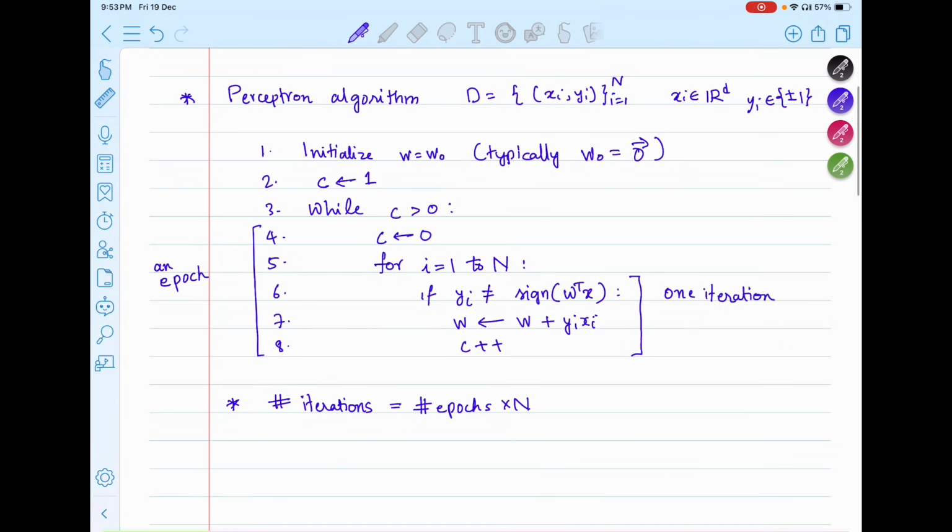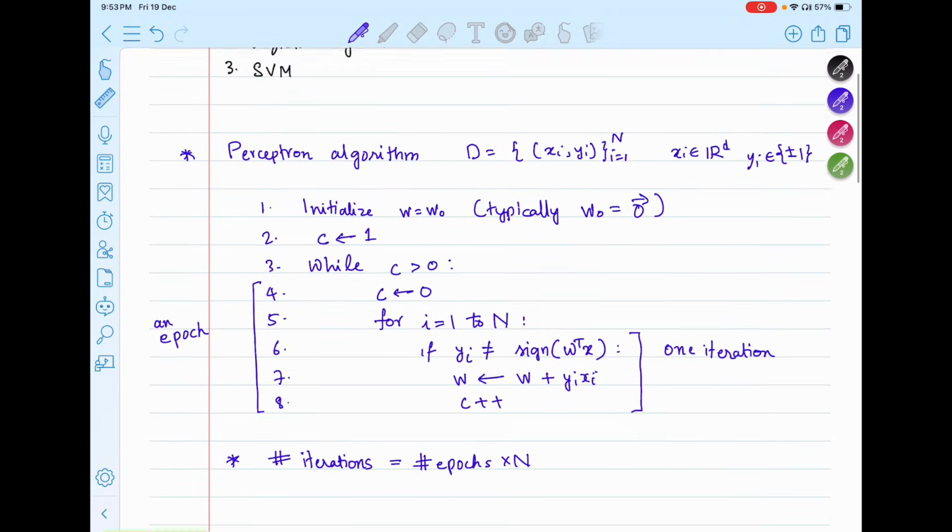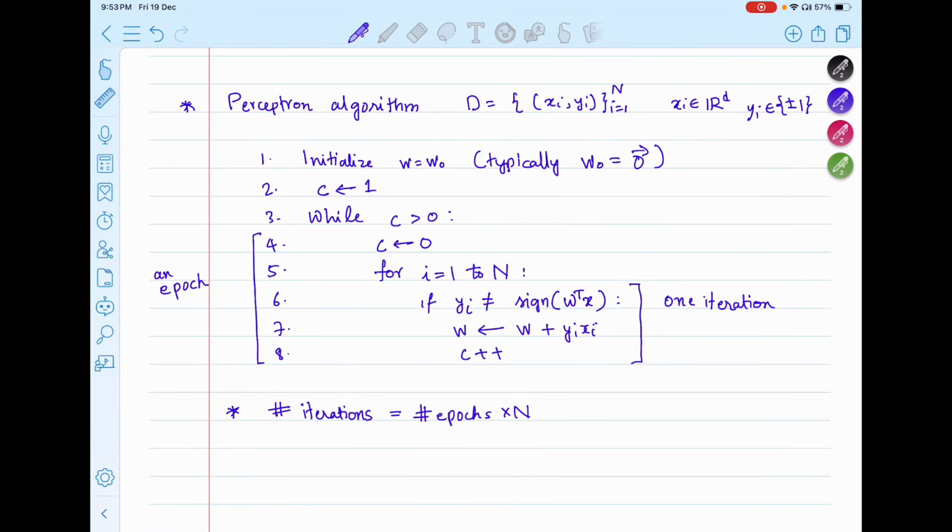So this is the entire algorithm of the perceptron. Okay. One more thing to note is that when you make an update, you don't go back to the first data point. You continue with the next data point. So let me make a note of that. After making an update, don't go back to the first data point. Continue with the next data point only.